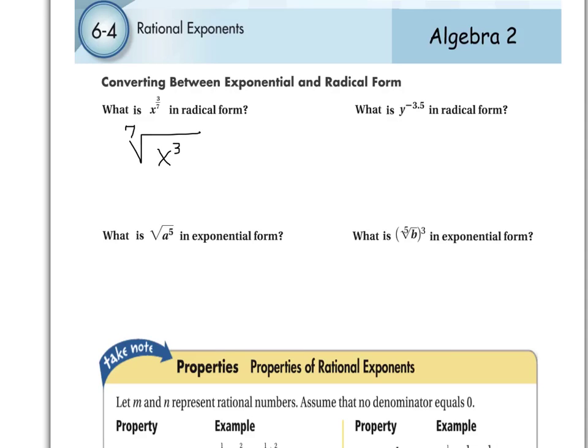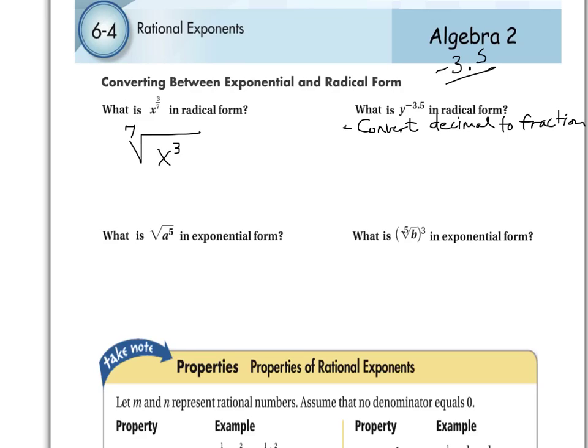Okay. Example number 2, what is y to the negative 3.5 in radical form? Okay. First thing we want to do here, as we look at this, we want to convert decimal to fraction. So negative 3.5.